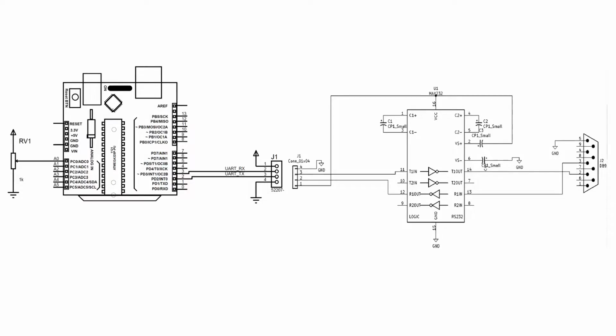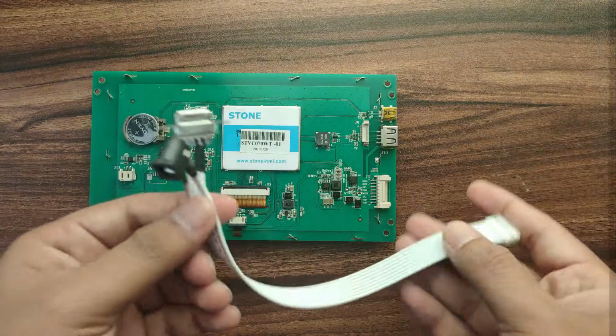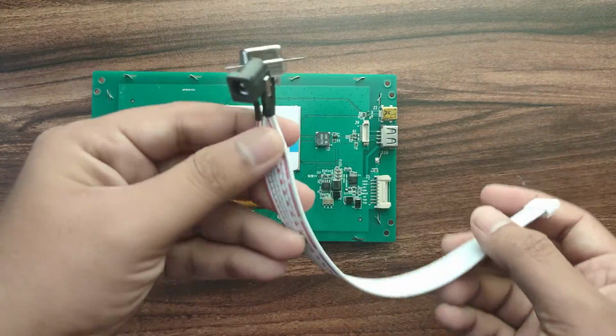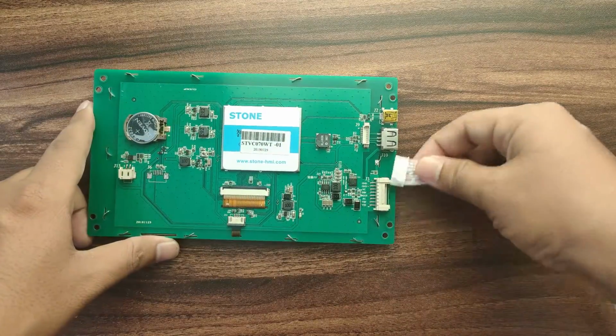This is the connection diagram we will be referring. As you can see, pot is connected to pin number A0 and we will be using software serial on pin number D2 and D3. You can get the connection diagram in my repository. So let's do the connection as per the connection diagram.